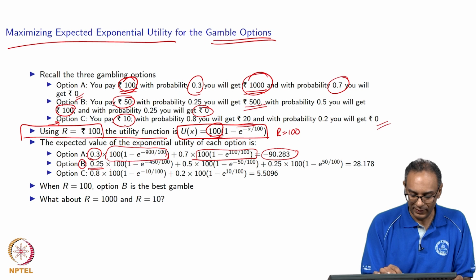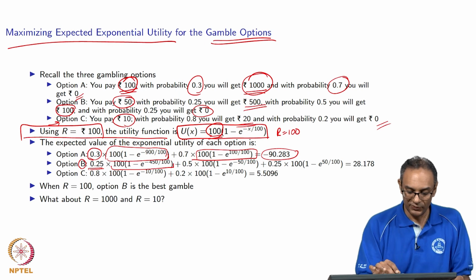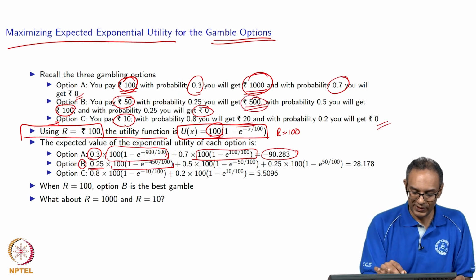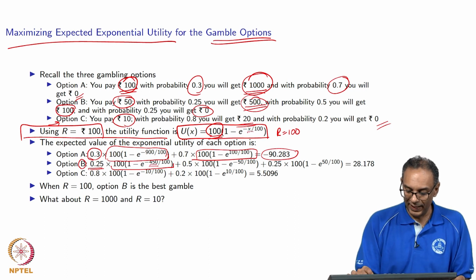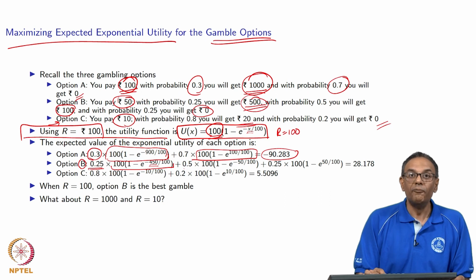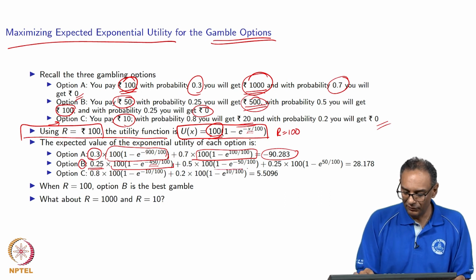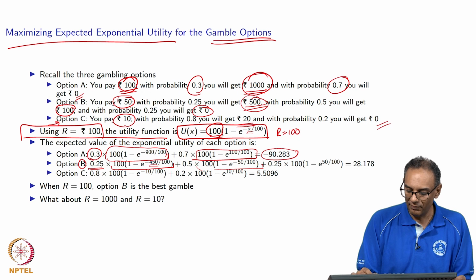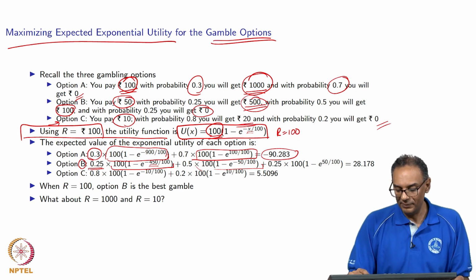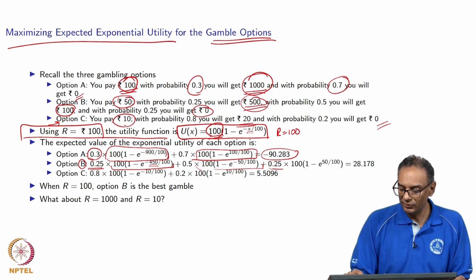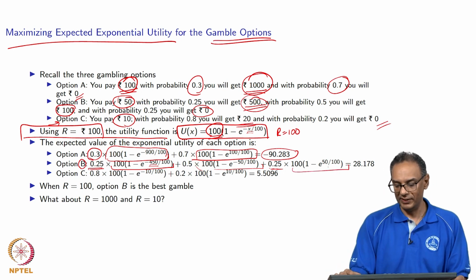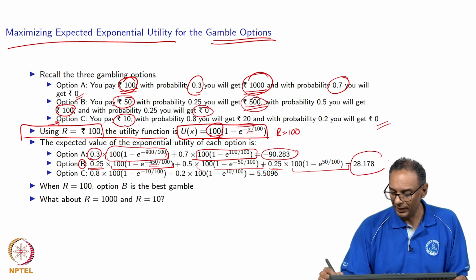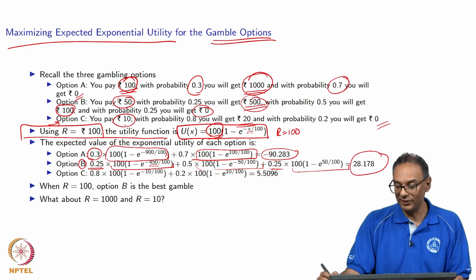This is the probability times the utility value. So it is 500 minus 50, so that's 450 right here. We plug in that for x, plus 50% probability of this being the utility, which is 100 minus 50 divided by 100, plus 0.25 multiplied by the utility, which is 100 times 1 minus e to the power 50 over 100. If you look at it, the expected utility is 28.178.